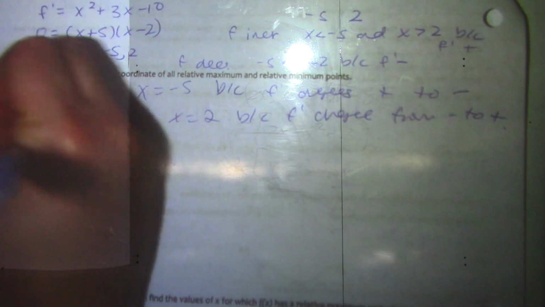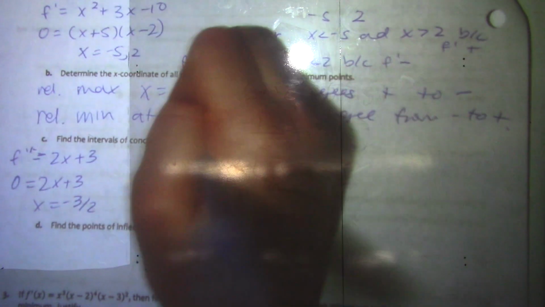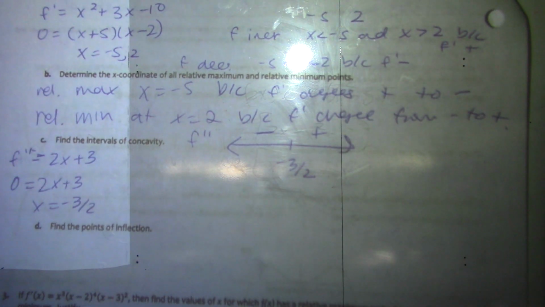Concavity, we need to find f double prime. So f double prime, take the derivative of this, that's 2x plus 3. Then set that equal to 0. You get x is negative 3 halves. Make our number line for f double prime. If you plug in 0, this is positive, so this one is going to be negative.